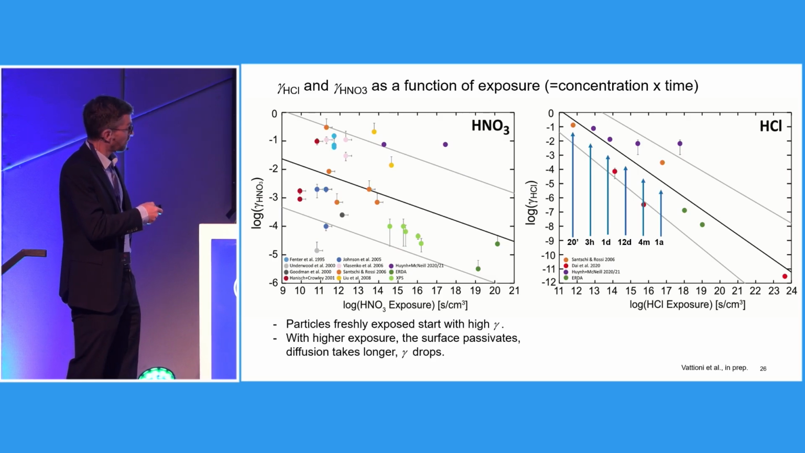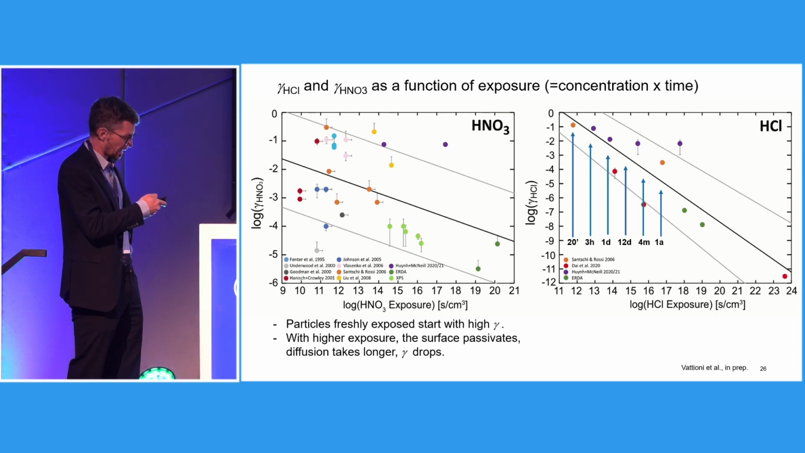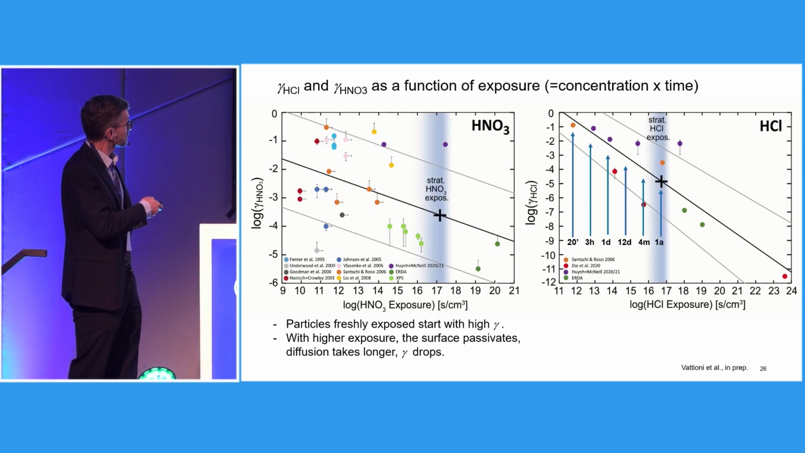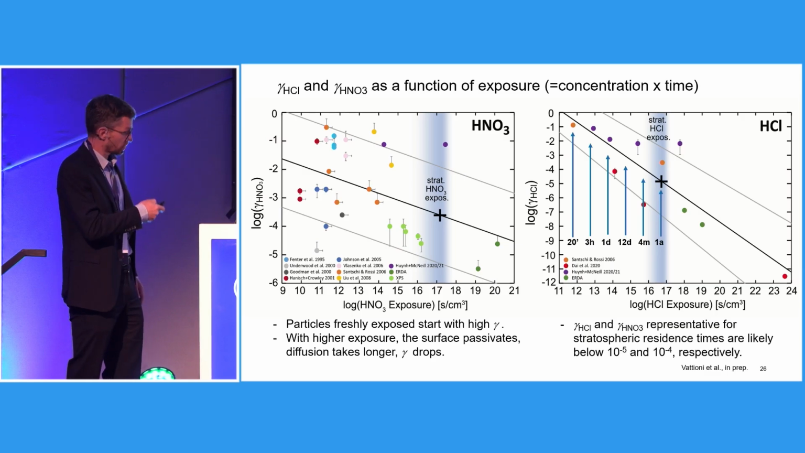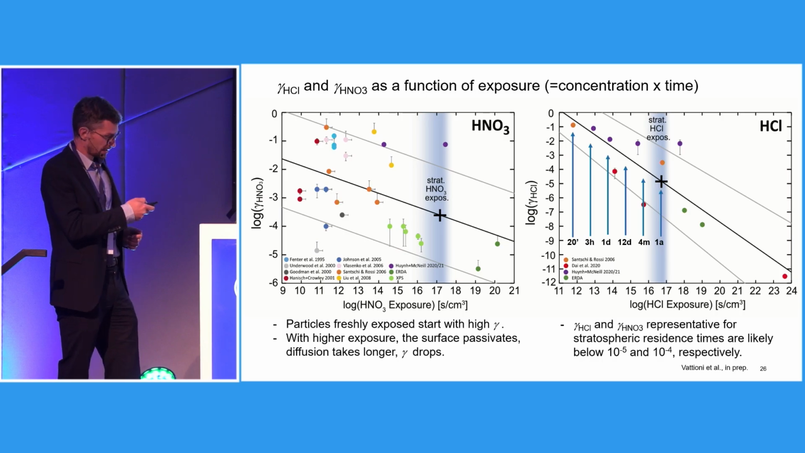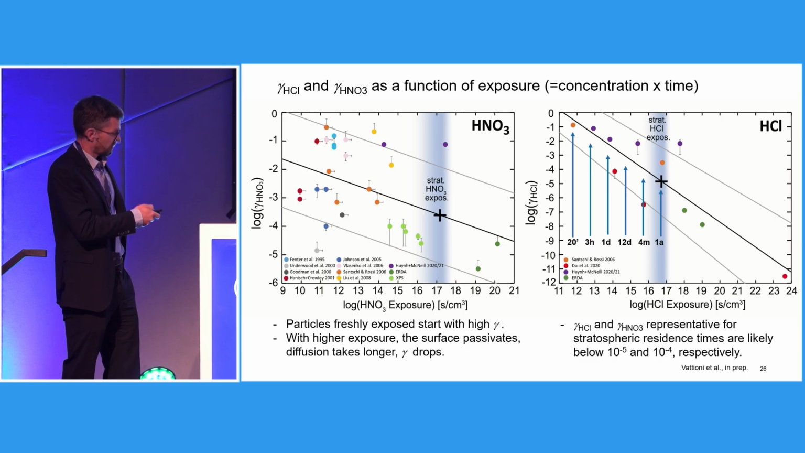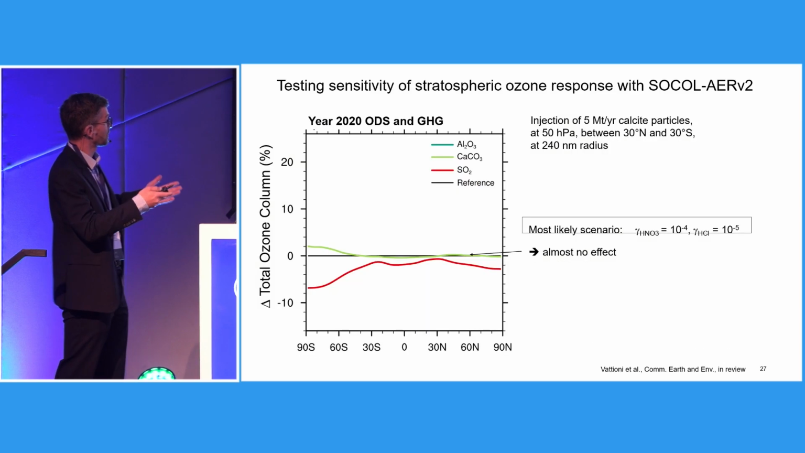If you arrive at typical exposures of a particle injected into the stratosphere for SAI, we are at around these exposures for these two species. And so you can look up the value which results here. It's about 10 to the minus 5 to 10 to the minus 4 for HCl. So it's a rather low uptake coefficient, which would result if you integrate the uptake over stratospheric residence times of the particles. And so we took these values, 10 to the minus 5 and 10 to the minus 4, and put that into our aerosol chemistry climate model to simulate the effect.